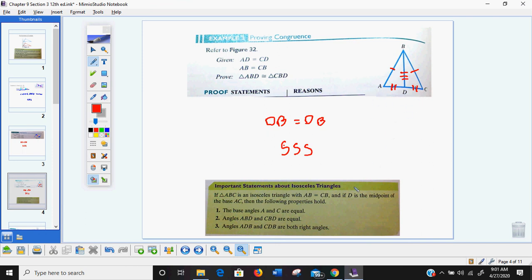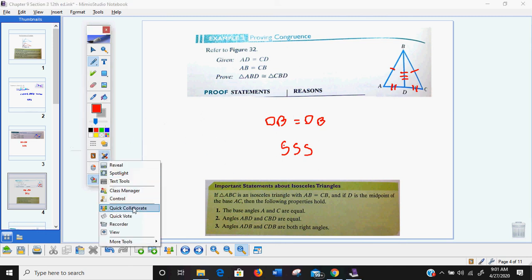Once you prove it's an isosceles triangle, you know that A and C are going to be equal. ABD and CBD, so these two angles up top are going to be equal. And ADB and CDB are both right angles. So those are properties of congruent triangles. Or, excuse me, properties of isosceles triangles, what I meant to say.